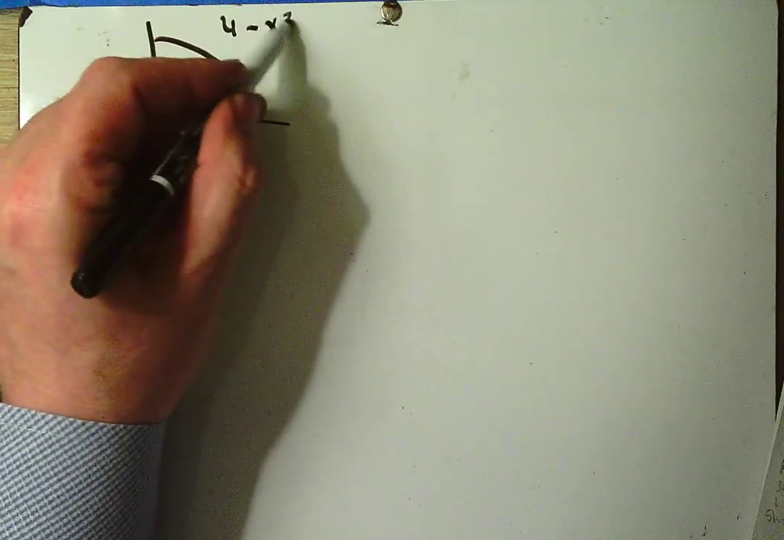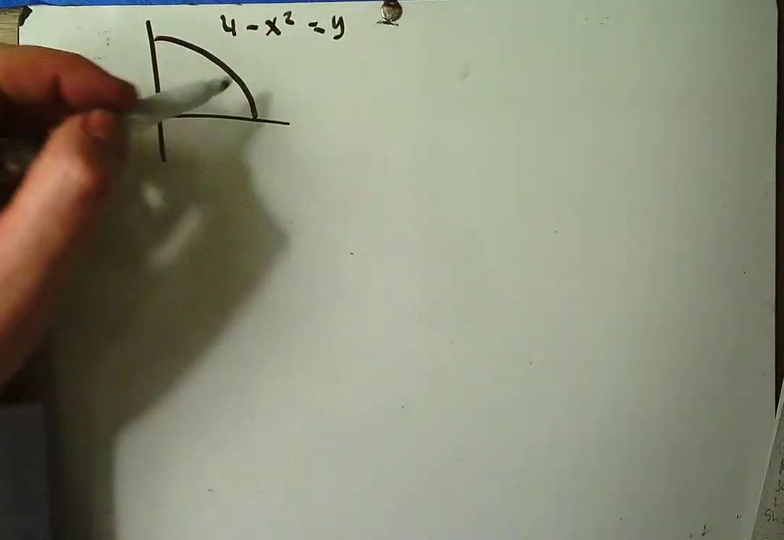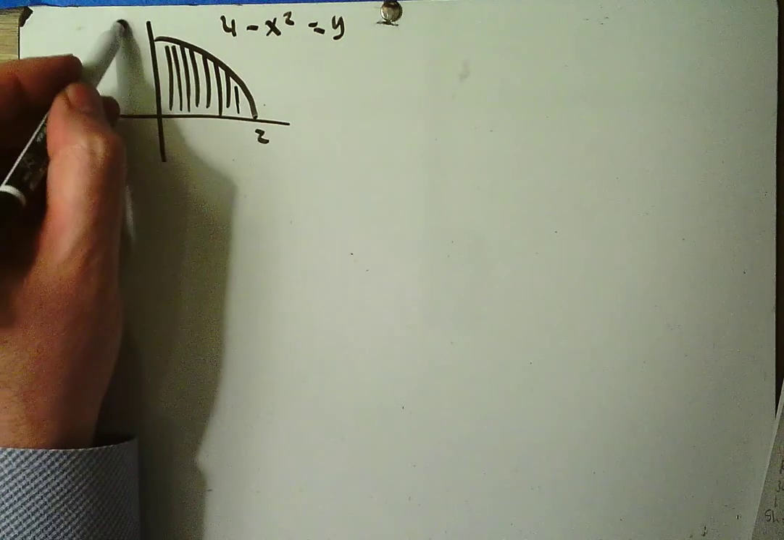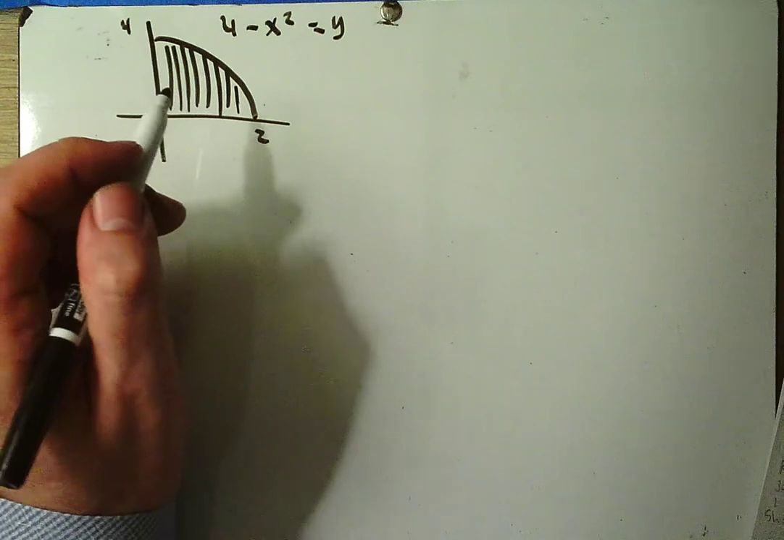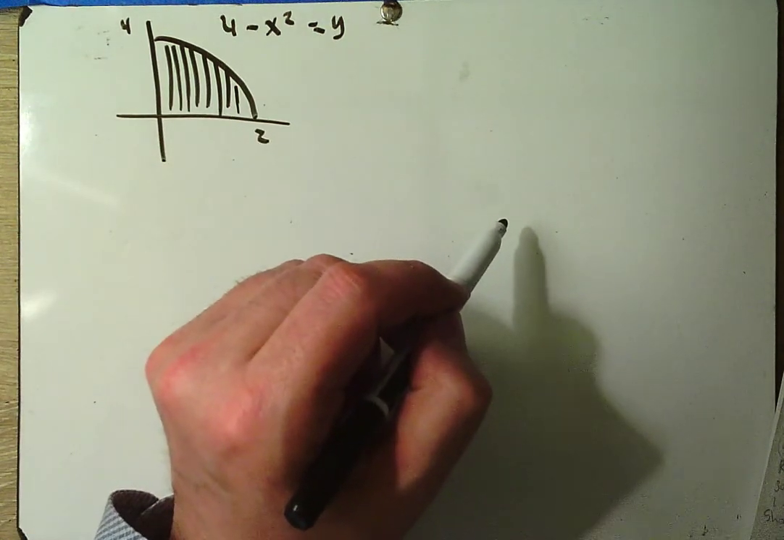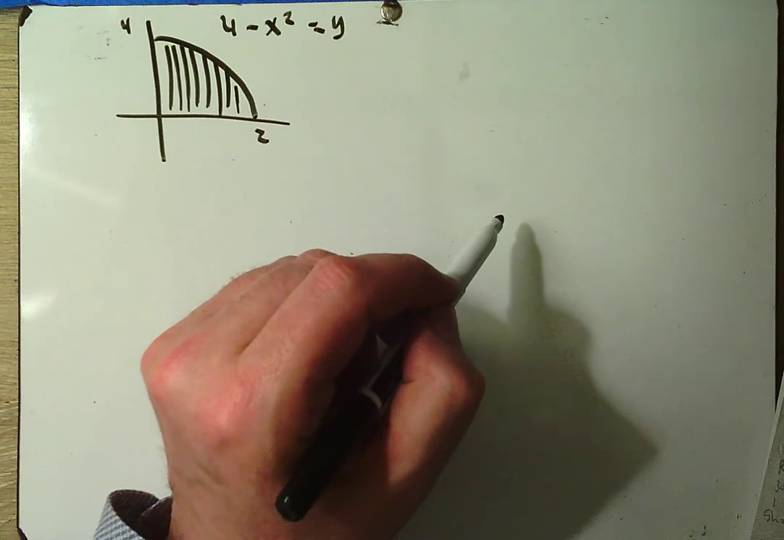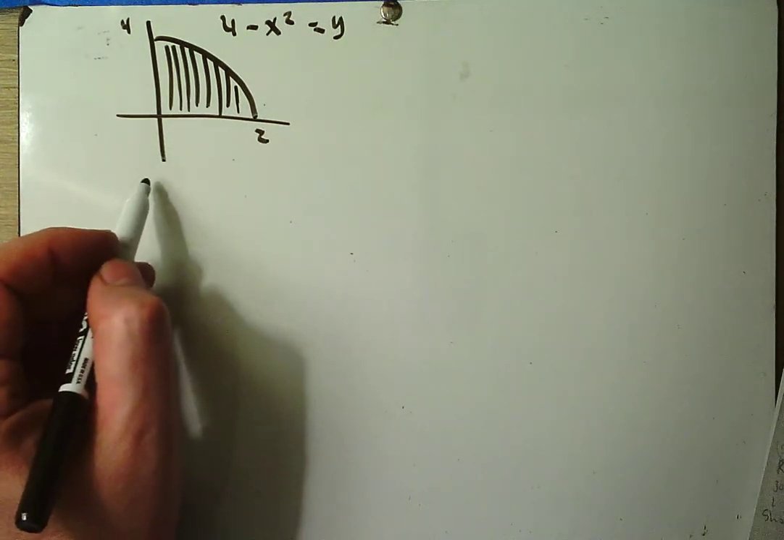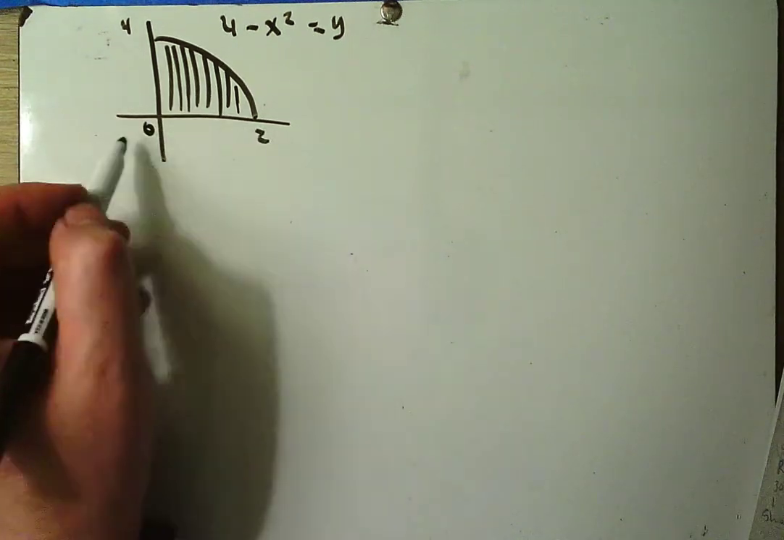4 minus x squared as our region for all of these problems. So this is 2 and this is 4. And I want to envision drawing different things on these regions. Okay, so let's think about this. Oh, and of course bounded from 0 to 2.